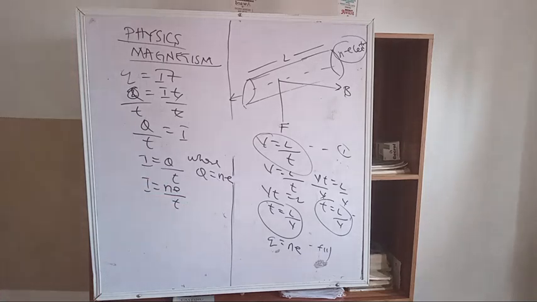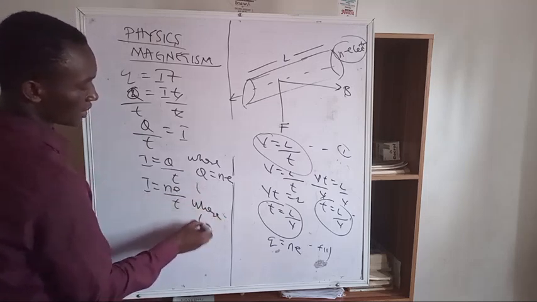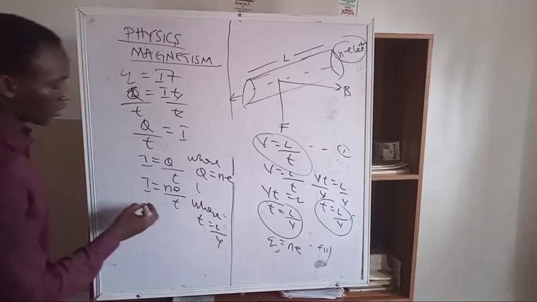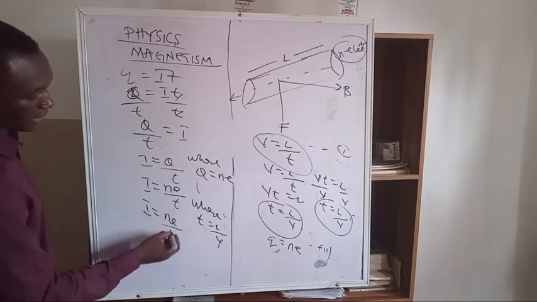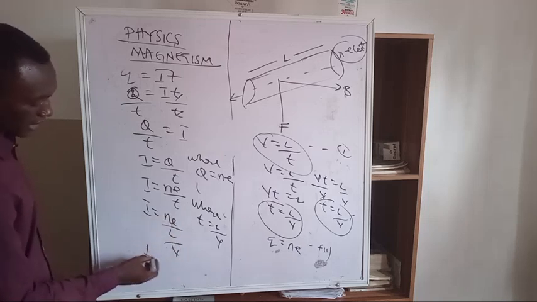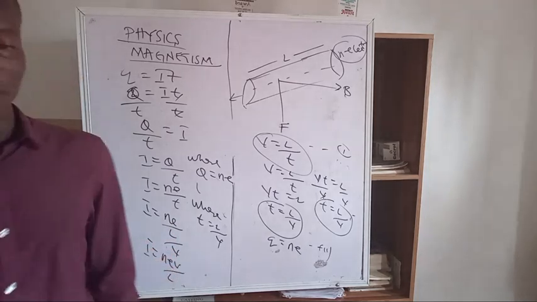So if I is equal to Ne over time taken, let us substitute the value of T at that side, because we have the value of T already. What is the value of T? We can say T is equal to L over V. If T is equal to L over V, then I have I is equal to Ne over T, and I'm going to be writing L over V, then I have I is equal to NeV over L. That's going to be my next value of current.